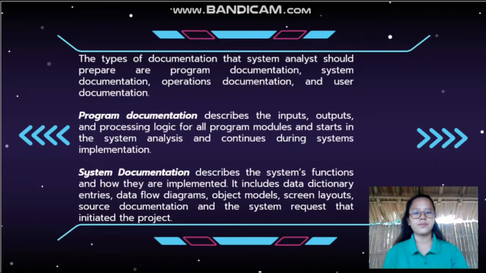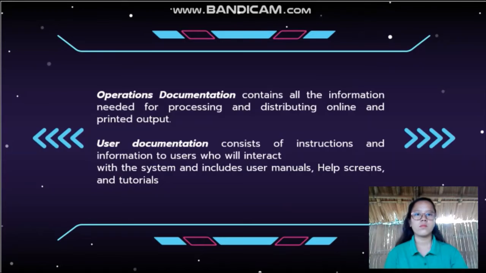System documentation describes the system's functions and how they are implemented. It includes data dictionary entries, data flow diagrams, object models, screen layouts, source documentation, and the system request that initiated the project. Operations documentation contains all the information needed for processing and distributing online and printed outputs. And last, user documentation consists of instructions and information to users who will interact with the system and includes user manuals, help screens, and tutorials.